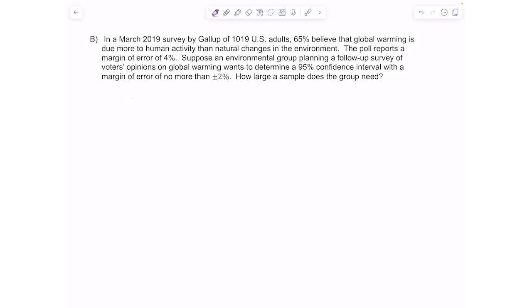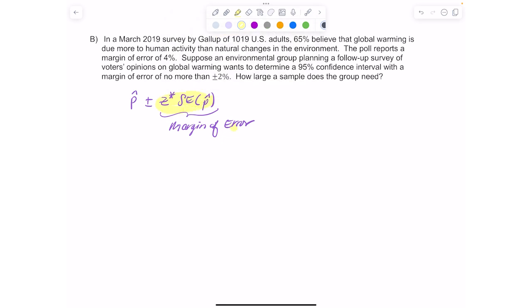So if you'll remember, my formula for confidence intervals is p hat, the point estimate, plus or minus the margin of error, which is the z critical value, z star, times the standard error of p hat. Remember, this part here is your margin of error. We're only going to look at this piece right here, because they give me the margin of error and I know that it's equal to this.